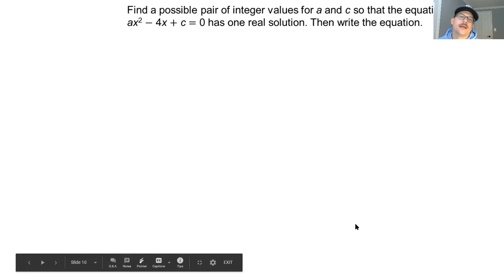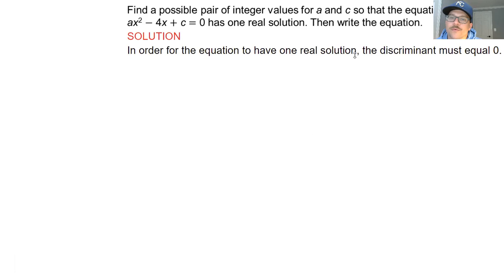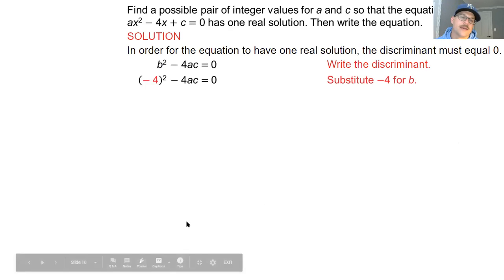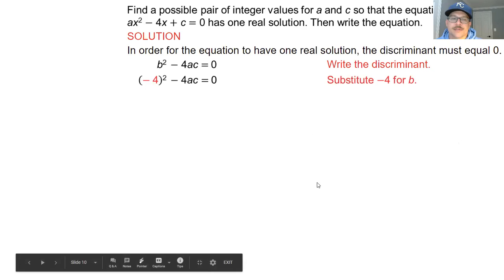All right, let's find a possible pair of integers for our a and c so that that equation gives us those solutions. Then we're going to write that equation. So in order for the equation to have 1 real solution, the discriminant has to equal 0. So we're going to figure out what that discriminant is. We do know that we have a -4 in our b position.